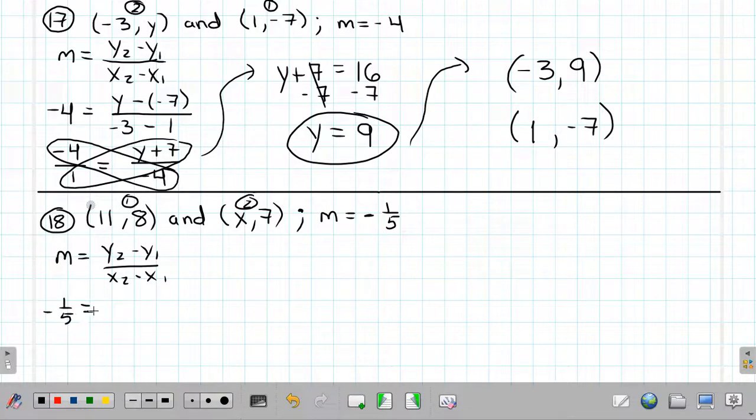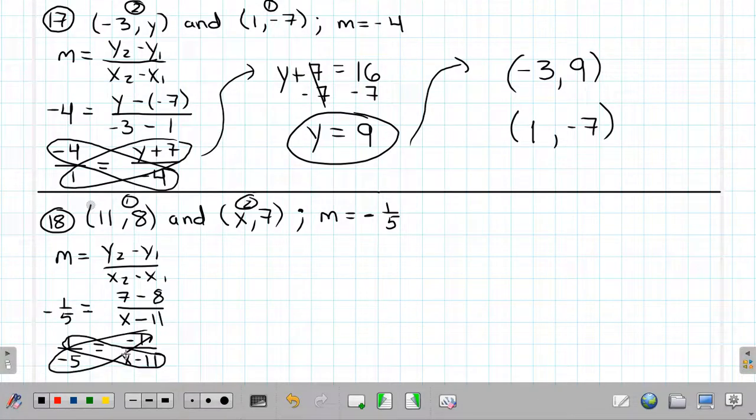Negative 1/5 equal to y2, which is 7 minus 8 over, in this case, x2. The whole point, we want the x to be there, minus 11. So to clean this up a little bit, I'm actually going to put the negative on the bottom this time. And you'll see why maybe I want to do that in a second. 7 minus 8, well, that's negative 1 over, well, that's just x minus 11. Now we cross multiply.